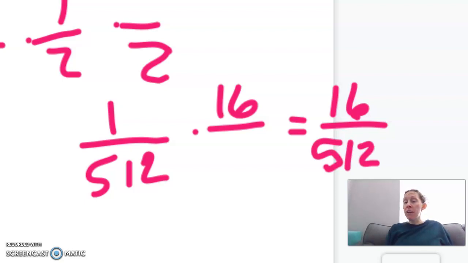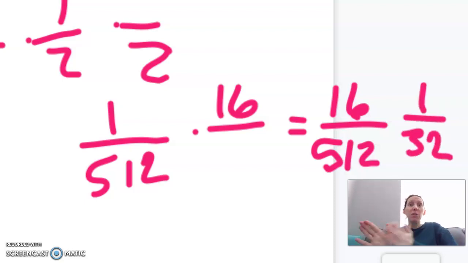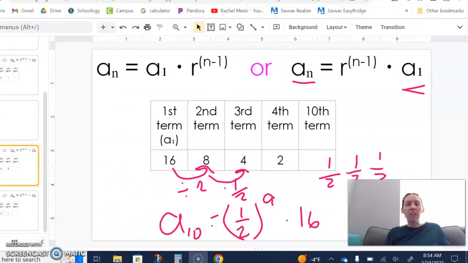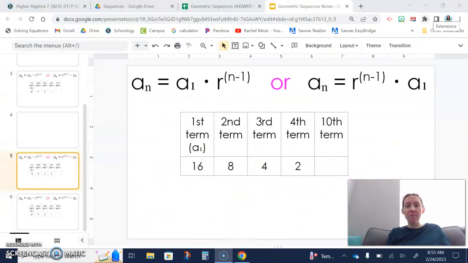And if you simplified that, you could divide both of them by 2 and then both of them by 8. Or you could divide both of them by 16, and you'd end up getting 1 over 32. So that is what I had programmed as the answer. But then yesterday when I made the video, I totally forgot I had fraction answers. And so we were just using a calculator to get the decimal version.